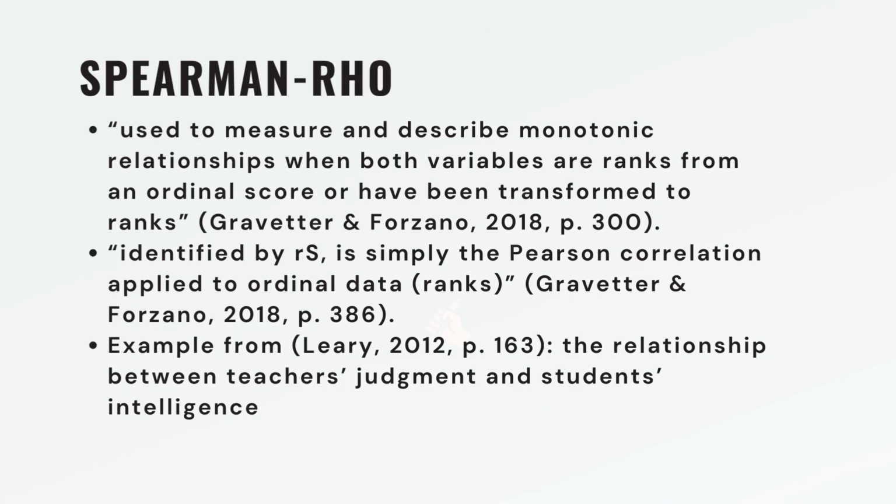Leary reported that we can use the Spearman correlation if we want to study the relationship between teachers' judgment and their students' intelligence. For example, he explained that if we want to know how well teachers can judge the intelligence of their students, we can ask a teacher to rank the 30 students in the class from 1 to 30 in terms of their general intelligence. Then, we can obtain students' IQ scores on a standardized intelligence test. Because the teacher's judgments are on an ordinal scale of measurement, we calculate a Spearman rank order correlation coefficient to examine the correlation between the teacher's rankings and the students' real IQ scores.